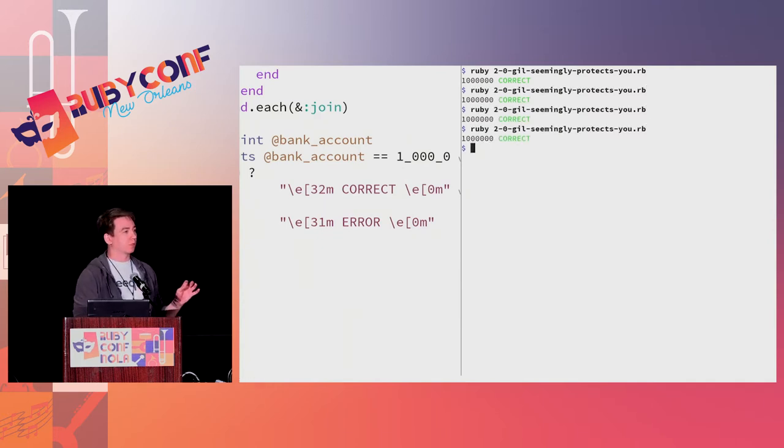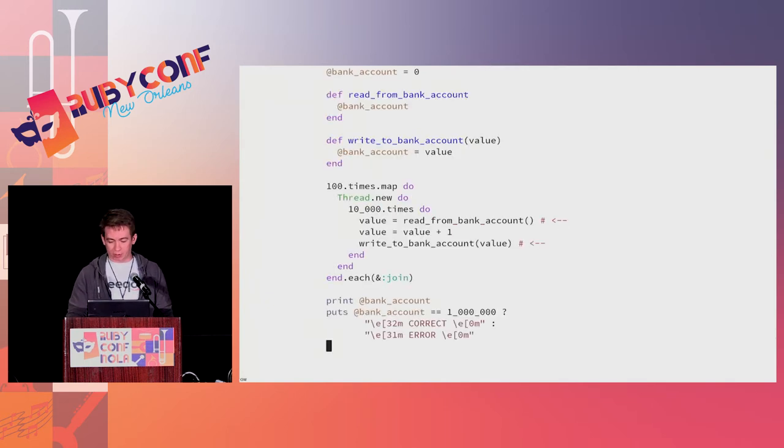No matter how many times I run it, it will be okay. So it seems that GIL saved us from race condition. Hooray? Not so much. It is too early to celebrate. Now imagine that a junior developer, a stray junior developer, comes in and refactors the code.